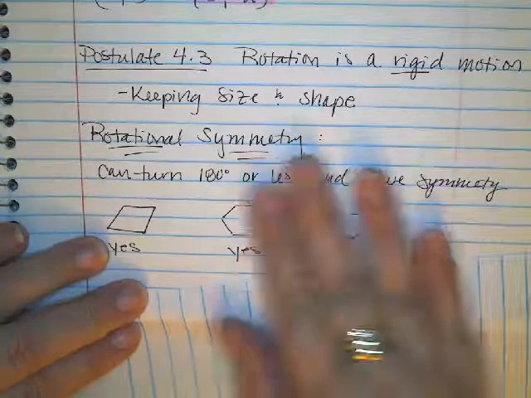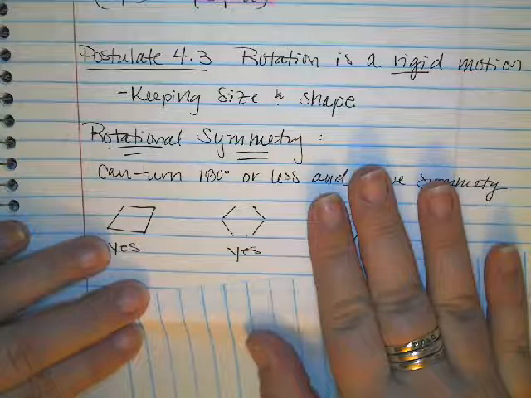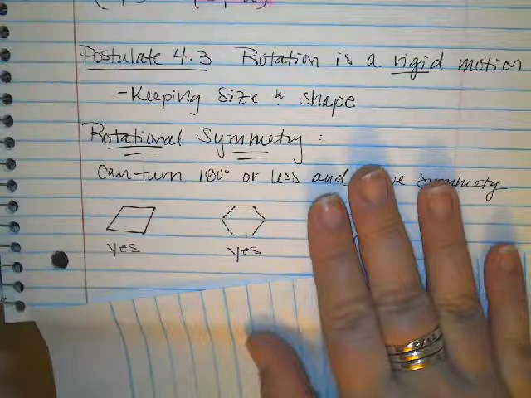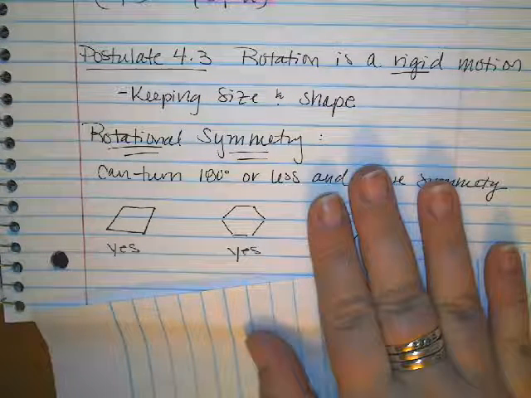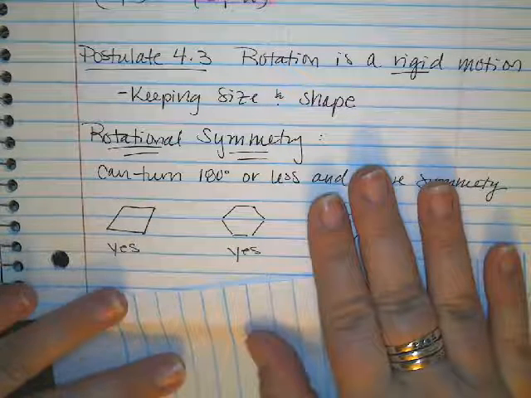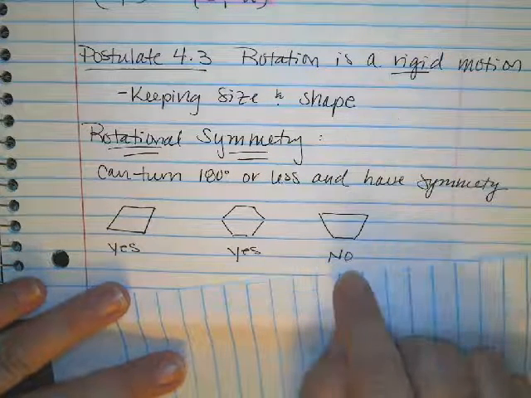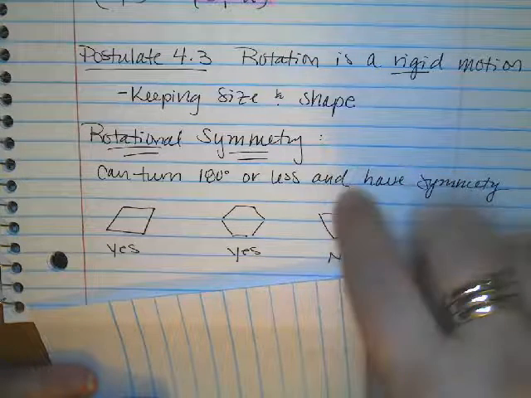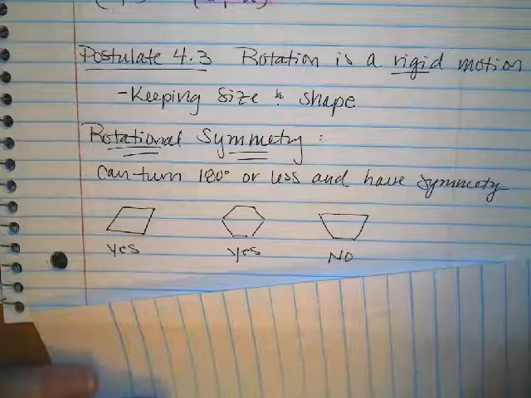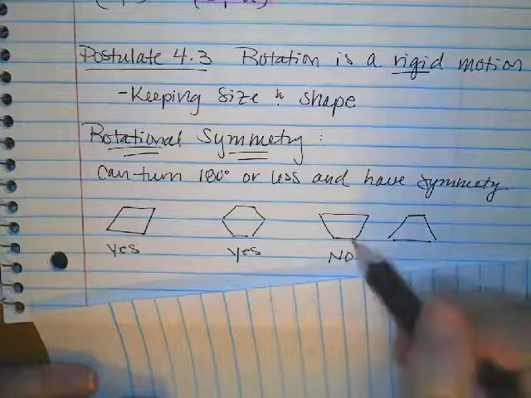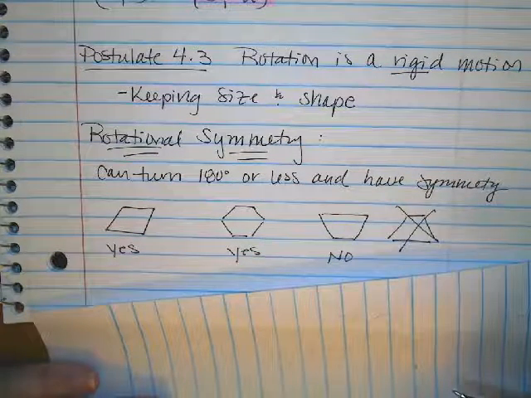And the answer is yes. The same here with my hexagon. Can I turn this before I get to that half turn, or exactly the half turn, and still have symmetry? Can I still make it look like this? The answer is yes. And this guy right here, the answer is no, because in this trapezoid, if I turn him, even if I turn him a half of a turn, which would be like this, these are not the same. They don't have symmetry.